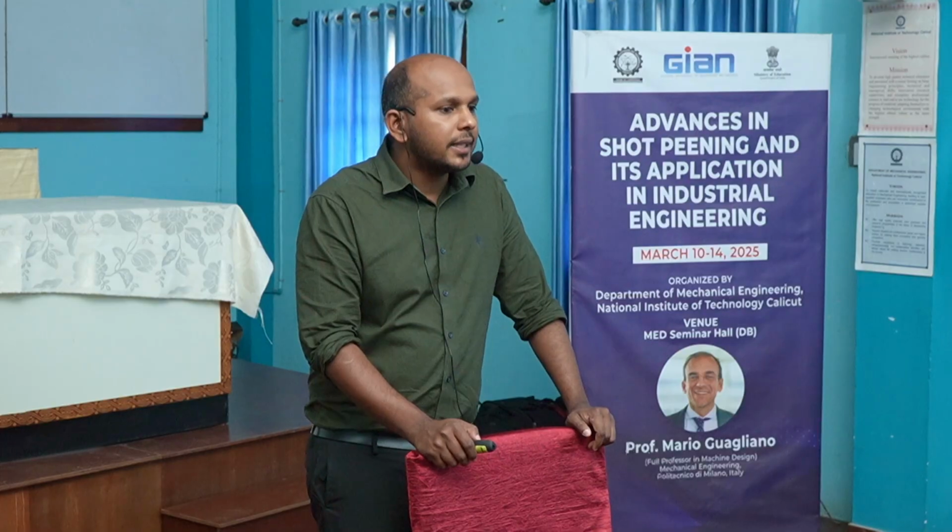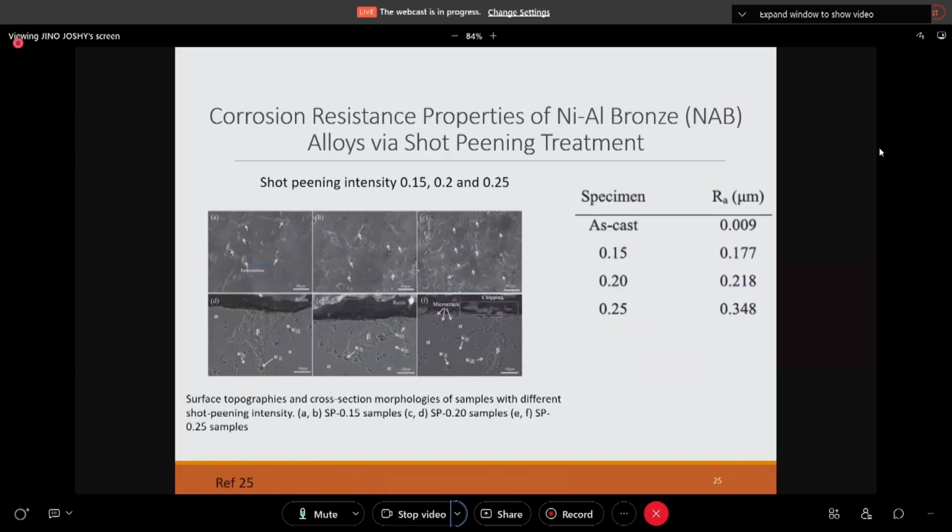And this is another study conducted on nickel aluminum bronze alloy. That is a copper based alloy with a lot of marine applications. This alloy comprises 6 to 10% of aluminum. The material has a dual phase structure, where the predominant phases are aluminum rich phases and copper rich phases.